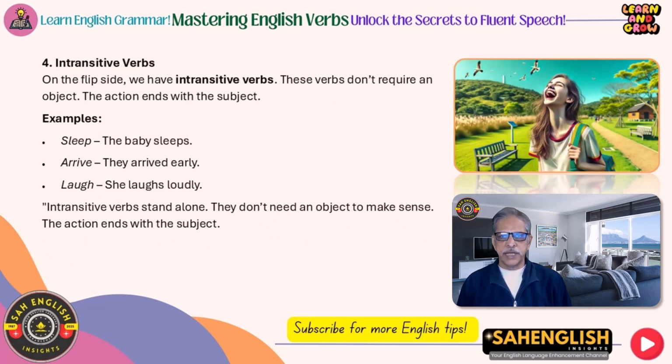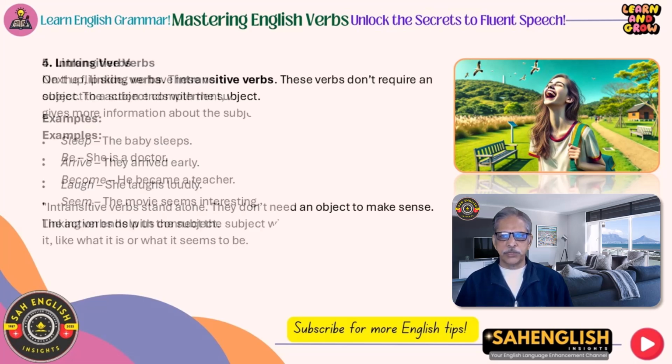4. Intransitive verbs. On the flip side, we have intransitive verbs. These verbs don't require an object. The action ends with the subject. Examples: sleep, the baby sleeps. Arrive, they arrived early. Laugh, she laughs loudly. Intransitive verbs stand alone. They don't need an object to make sense. The action ends with the subject.